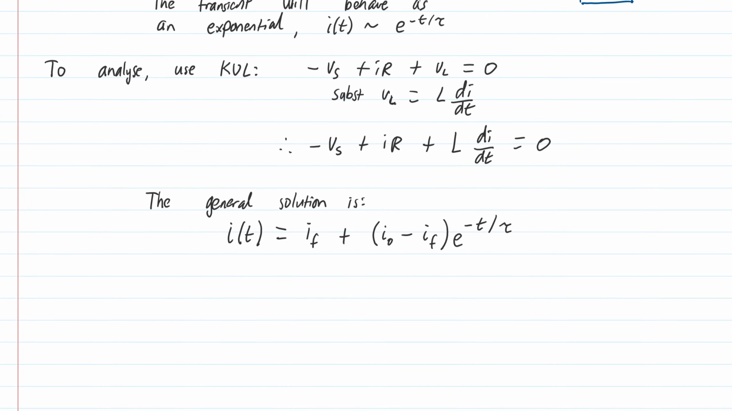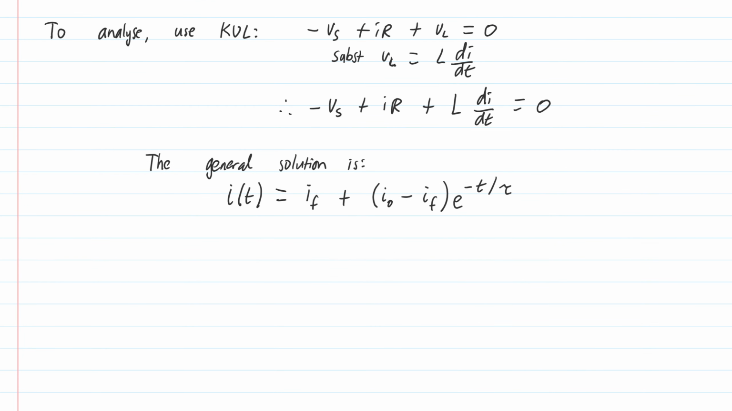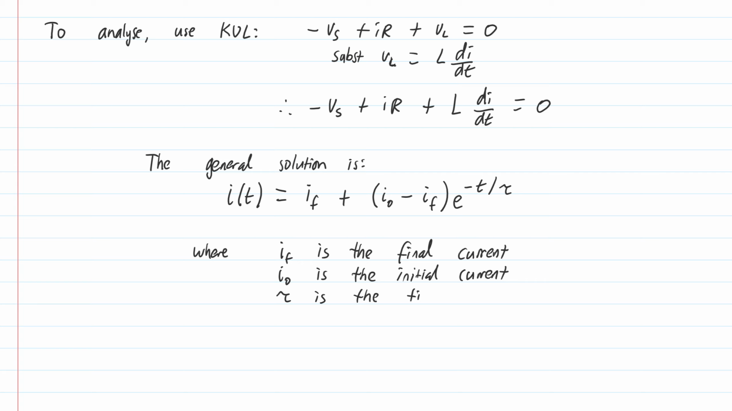And let's clarify the meaning of these terms. So where IF is the final current, in other words, the steady state conditions after the transient has decayed away. I naught is the initial current, and tau is the time constant.